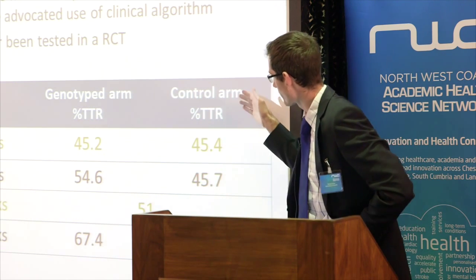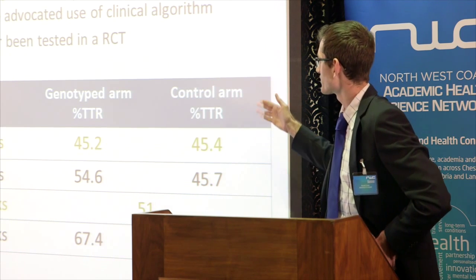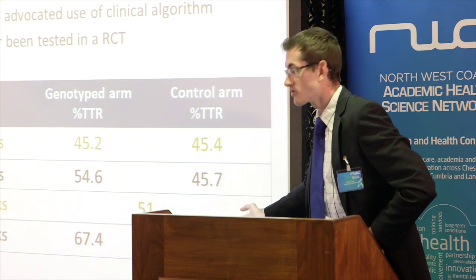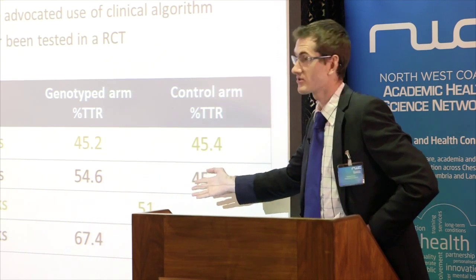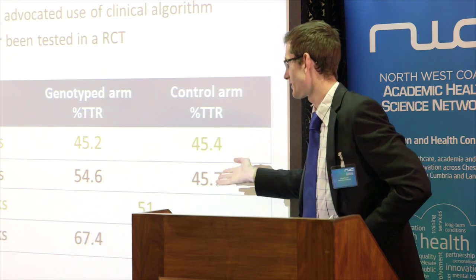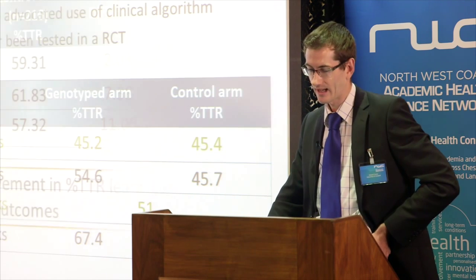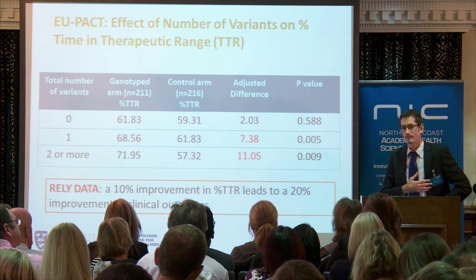And actually, when you look at the percentage of time within the therapeutic range in the control arms of the two studies, in UPACT, using standard practice, we achieved 60%, whereas in COAG, using this clinical algorithm, it was only 51%. So at this point in time, I wouldn't recommend using a clinical algorithm. So who actually benefits from genotyping?